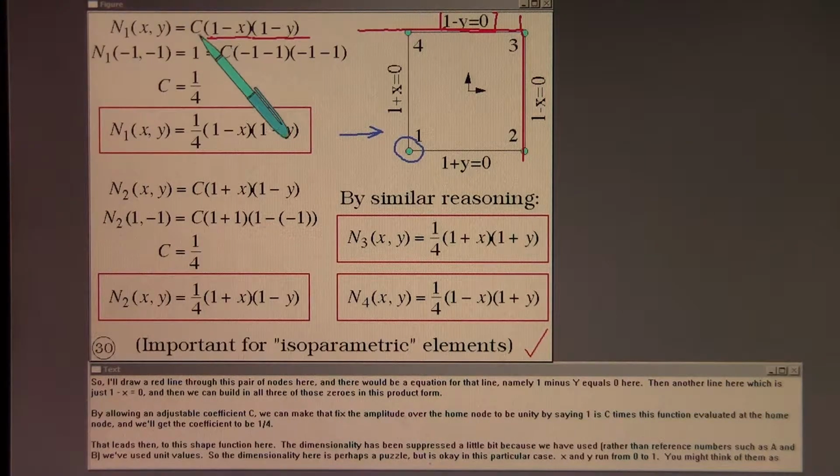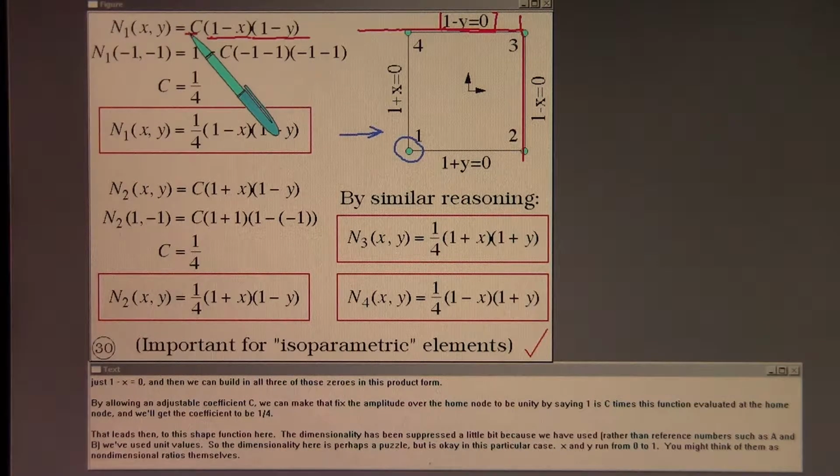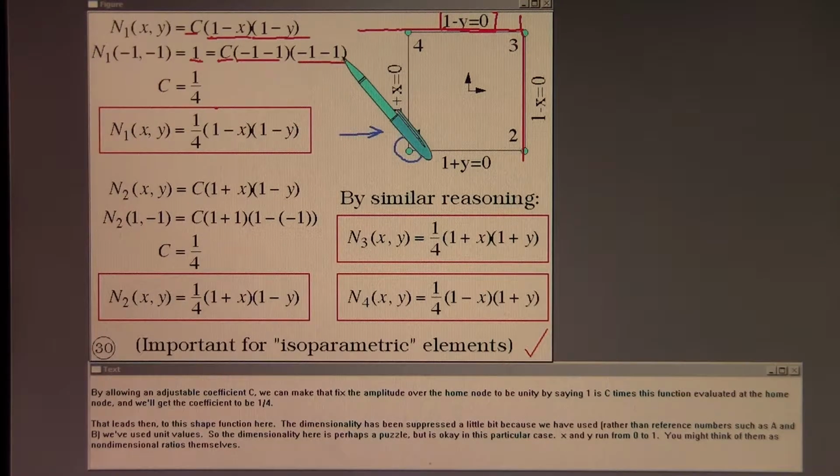By allowing an adjustable coefficient c, we can fix the amplitude over the home node to be unity by setting 1 as c times this function evaluated at the home node, and we'll get the coefficient to be 1/4. That leads then to this shape function here.